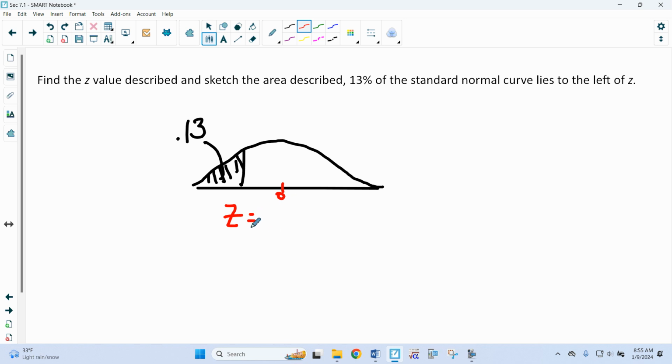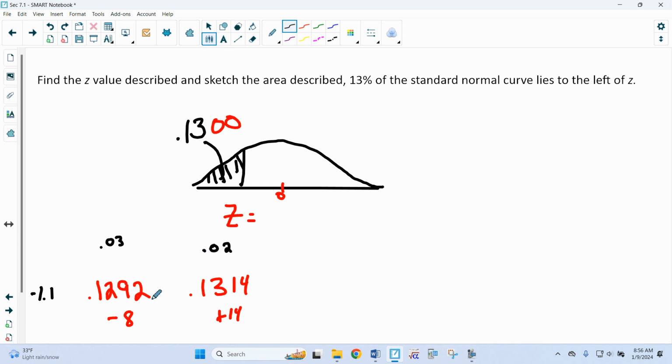So I'm going to look in the negatives for 0.13, and if I go through, once again, I will write down the two numbers so you kind of see where I'm at. The closest I can see is 1.292 to 0.1314. This is 8 under. This is 14 over because we're looking for 0.1300. And if I go over, this is negative 1.1. And at the top, I have 0.3 and 0.2. This is the closest. So my answer is negative 1.13.